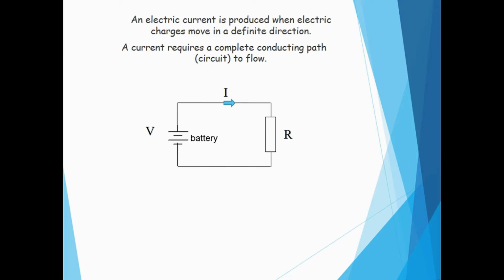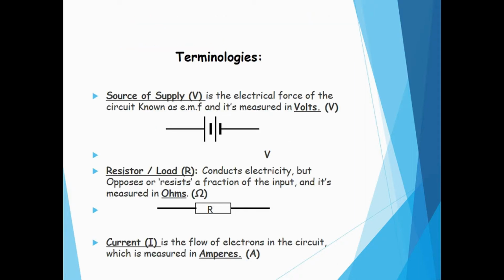An electric current is produced when electric charges move in a definite direction. A current requires a complete conducting path to flow. Terminologies: source of supply voltage is shown by V. The symbol for it is V. It's the electrical force of the circuit known as EMF, electromotive force, and is measured in volts, again shown by V or capital V.